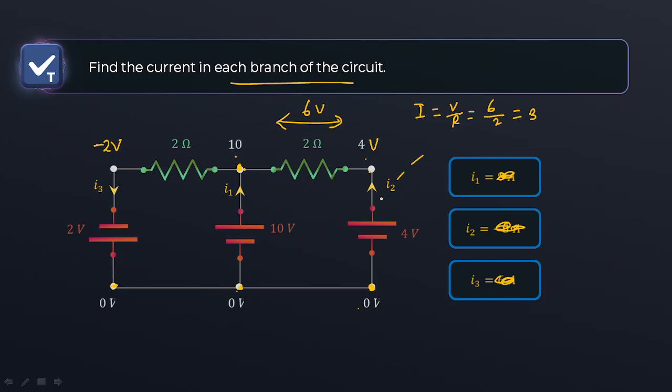Now, direction in this case we have considered upward, but see, 10 volt is higher potential and 4 volt is lower potential. So current will flow in the opposite direction. So we will say I2 will be equal to minus 3 ampere.